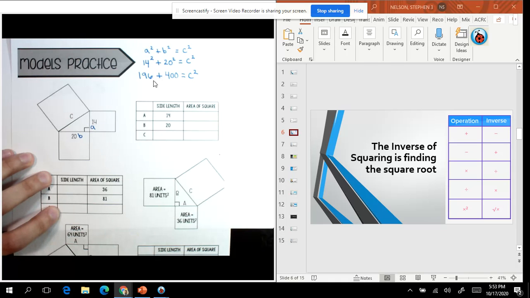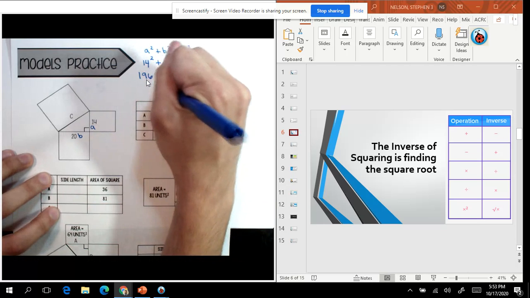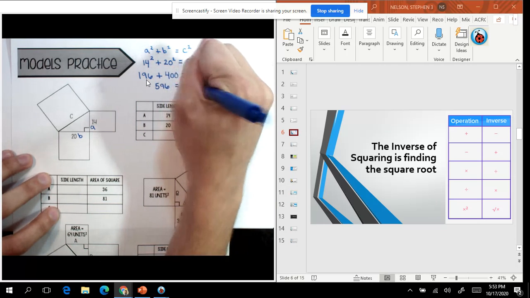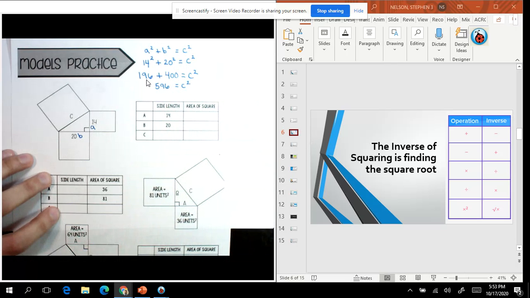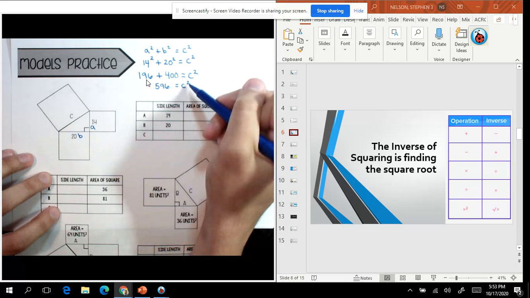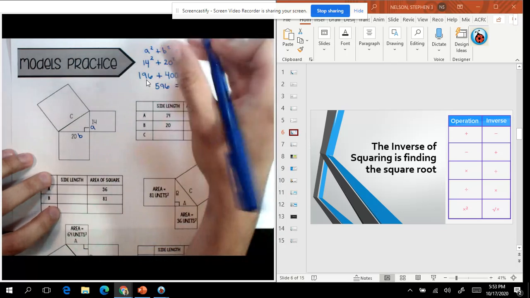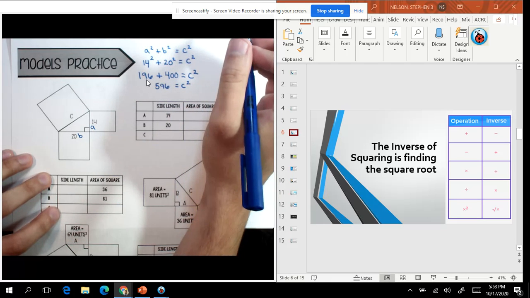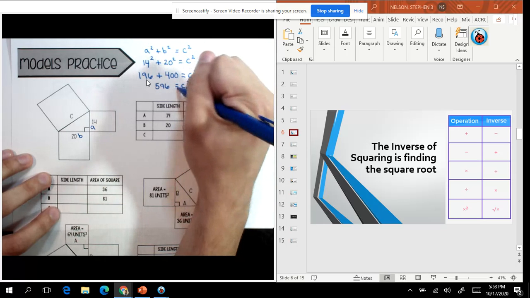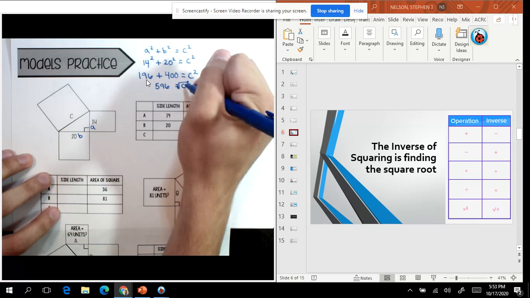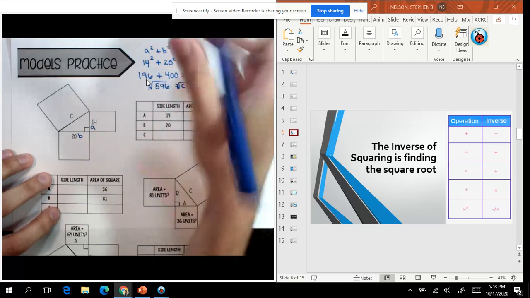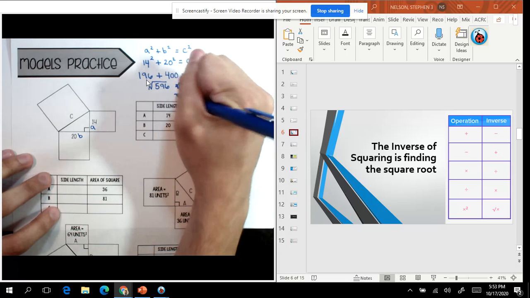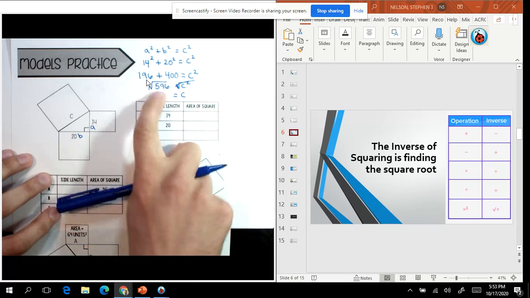So now we need to combine our like terms because this is a constant and this is a constant. So 400 plus 196 is 596 is equal to c squared. All right, that's not your answer. We don't stop there because we have this squared symbol. So we need to find, remember, the inverse operation of squaring is finding the square root. So we do that radical symbol on this side. If we do it on this side, we must do it on this side. So that cancels out. We're just left with c. So c is going to equal whatever the root of 596 is.